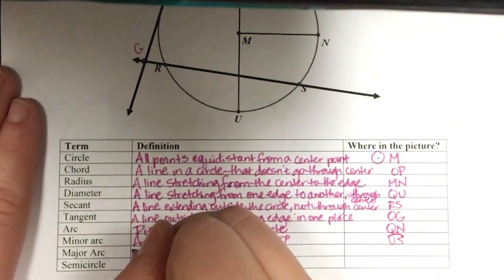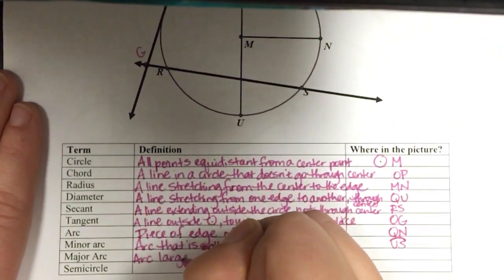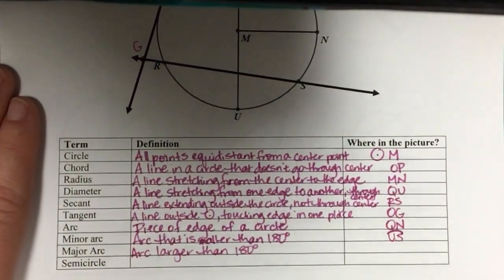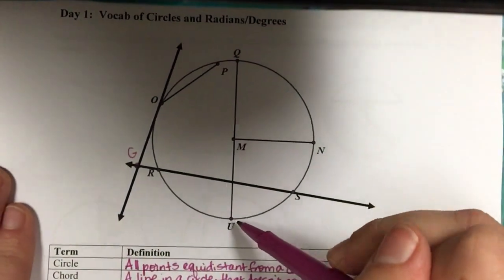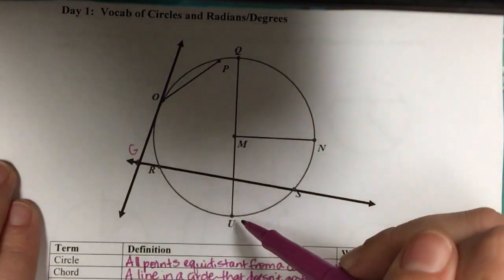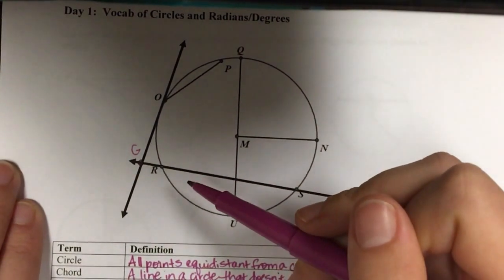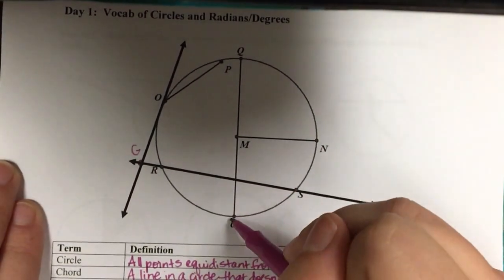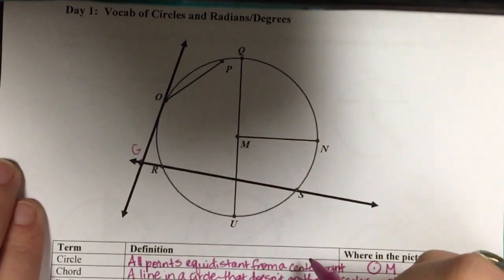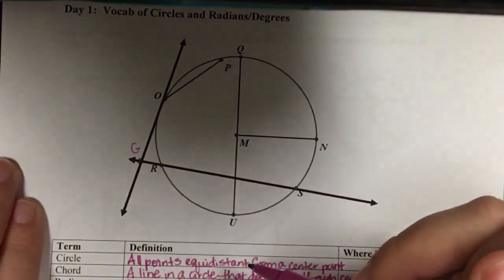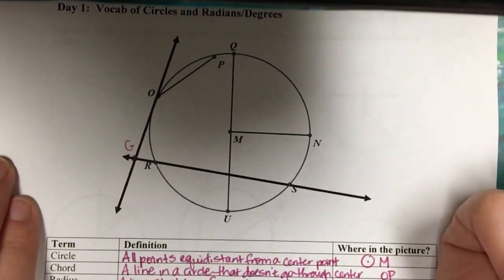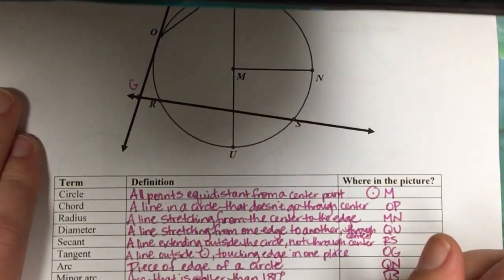A major arc is going to be an arc larger than 180 degrees. And in this case, they're a little bit hard to name because if you said arc UO, well, I don't know if you're going this way or if you're going this way. So you need to give me another letter in the middle to tell me which direction to go. So if you called it arc UNO or UQO or UPO, then I know to go to the right. If you called it arc URO, then I would know to go to the left. But URO would not be a major arc because it's not bigger than 180 degrees. So we're just going to use arc UQO.